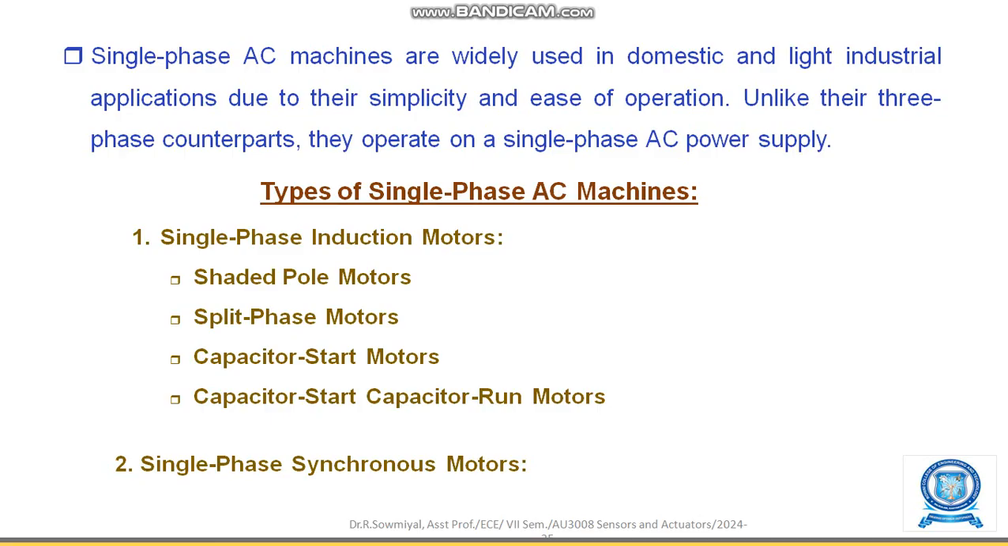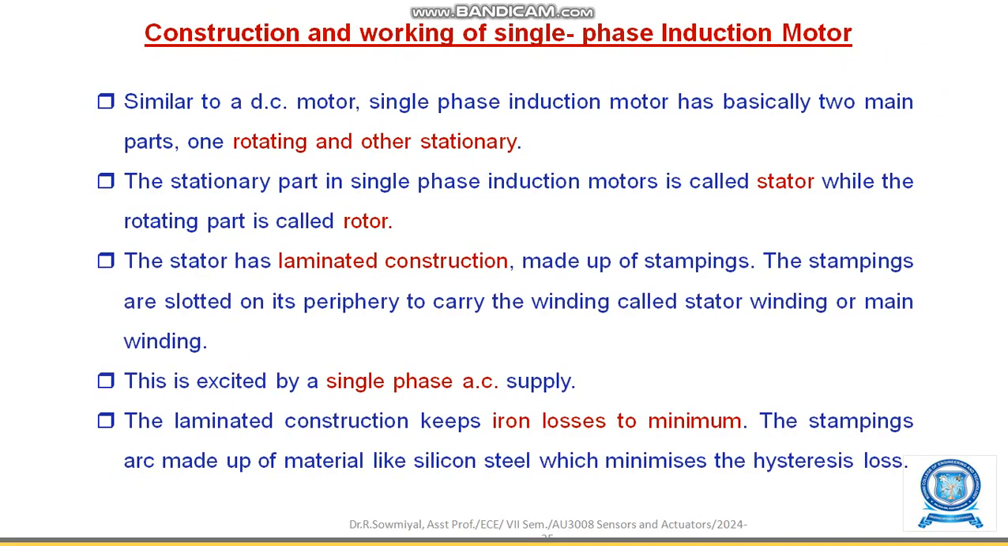Single phase AC machines are widely used in domestic and light industrial applications due to their simplicity and ease of operation. Unlike their three phase counterparts, they operate on a single phase AC power supply. Types of single phase AC machines. First one, single phase induction motor. Second one, single phase synchronous motors.